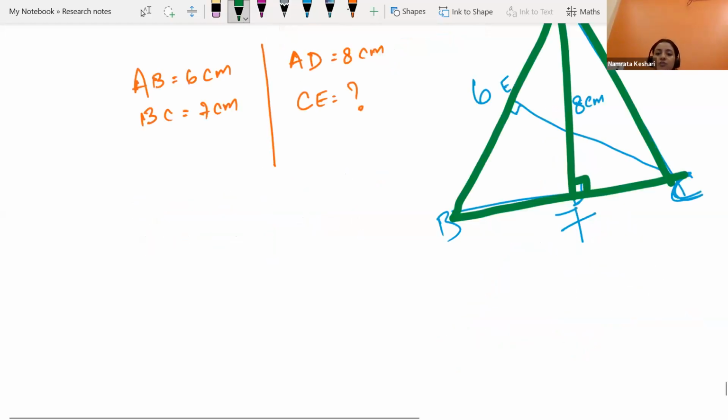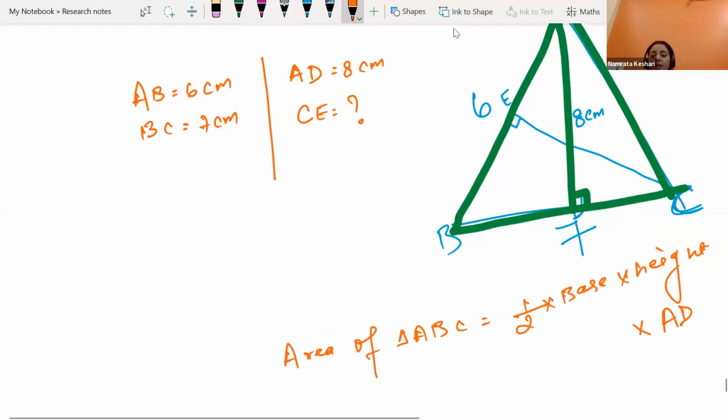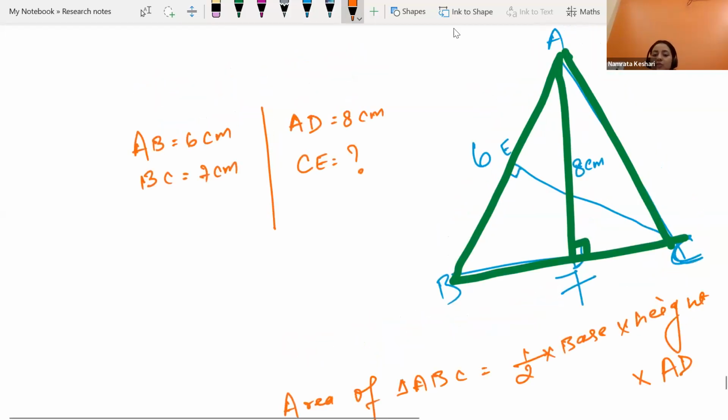can we use this formula: area of triangle is equal to 1/2 into base into height. Here I am taking the height as AD. So which side will be the base? If we have taken AD as height, which will be the base? BC. Everyone getting it? If we have taken height AD, then the base will be BC.